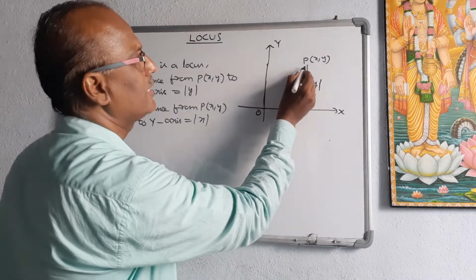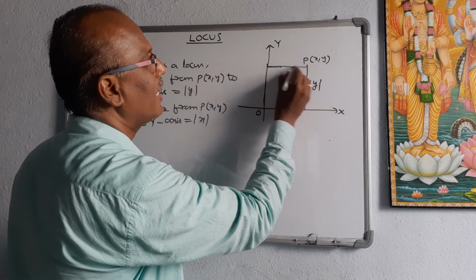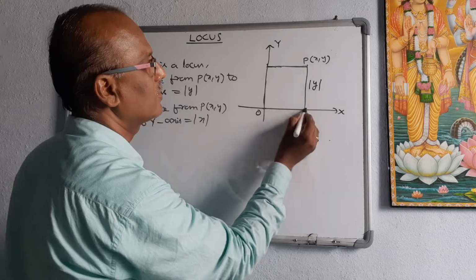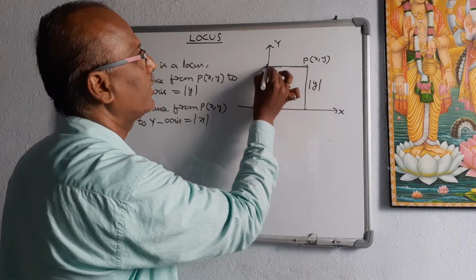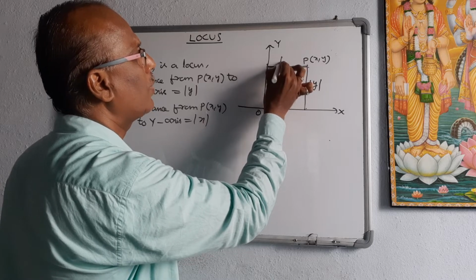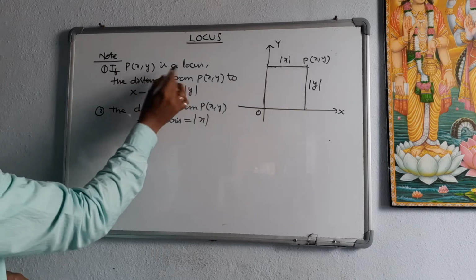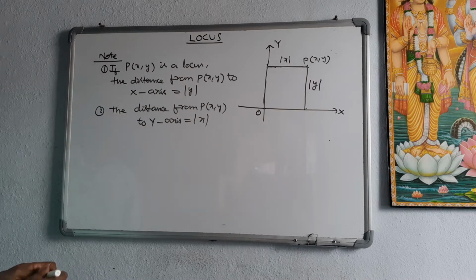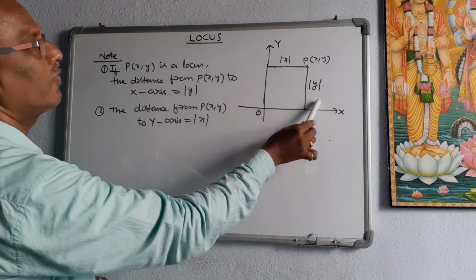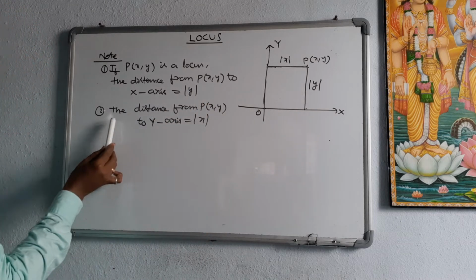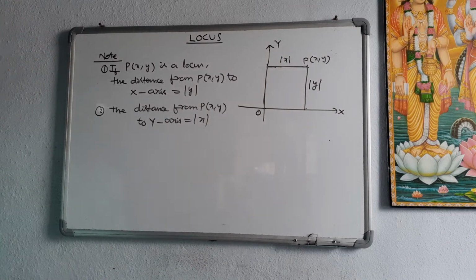Next, the distance from P(x, y) to the y-axis. This line is parallel to the x-axis. The distance is the x-coordinate. This distance is always positive. It is represented by mod x. If P(x, y) is a locus point, the distance from P to the x-axis is mod y, and the distance from P to the y-axis is mod x.